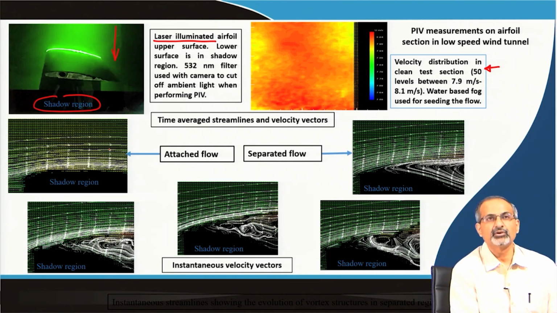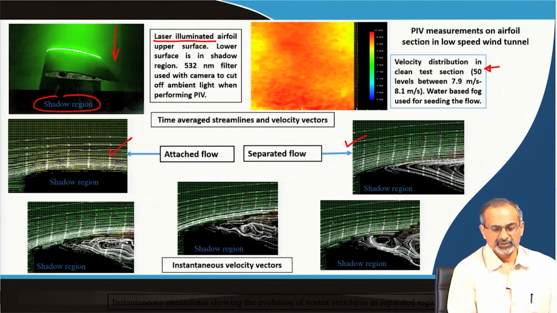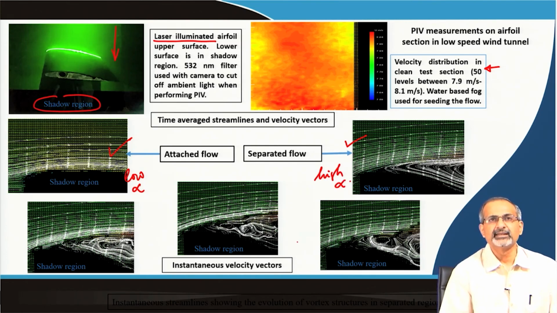So, on the left what you see is the attached flow, on the right you get a separated flow. Obviously, this is at a low alpha, whereas this is at a moderately high alpha. And then when you are looking at instantaneous velocity vectors, they would look like this, what you have at the bottom.